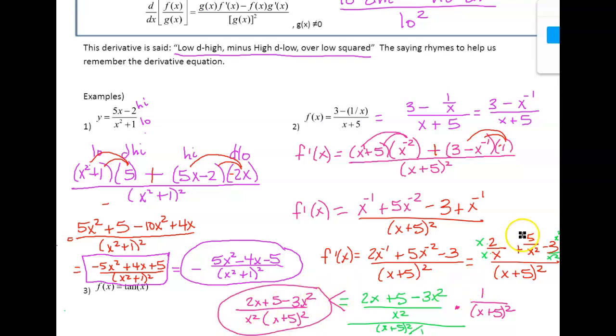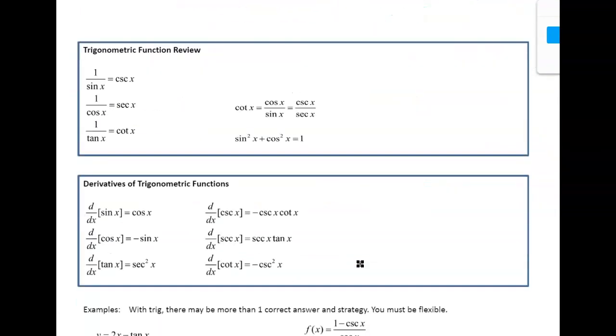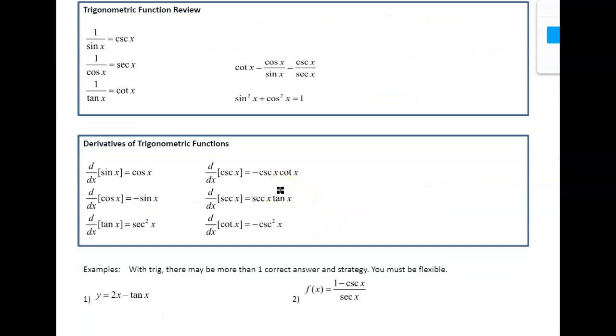This is the same as this, is the same as this. You just have to really be flexible if it's multiple choice. I think this one's the best answer, but we'll see. Okay? All right. Now, as a review, for basic trig functions, this is not calculus.